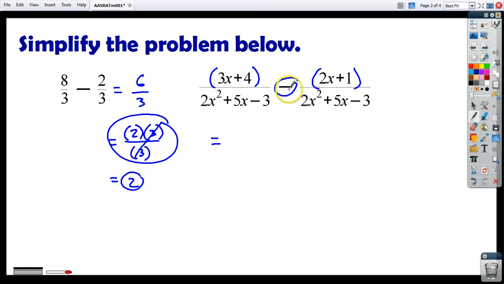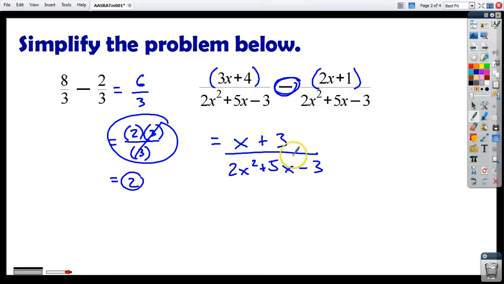3x minus 2x is 1x. And this plus we're going to treat like a positive. So positive 4 minus positive 1 is positive 3. But every single time I did that and I subtracted the like terms, I was using that subtraction symbol in the middle. Alright, now recopy our denominator. And there we go.